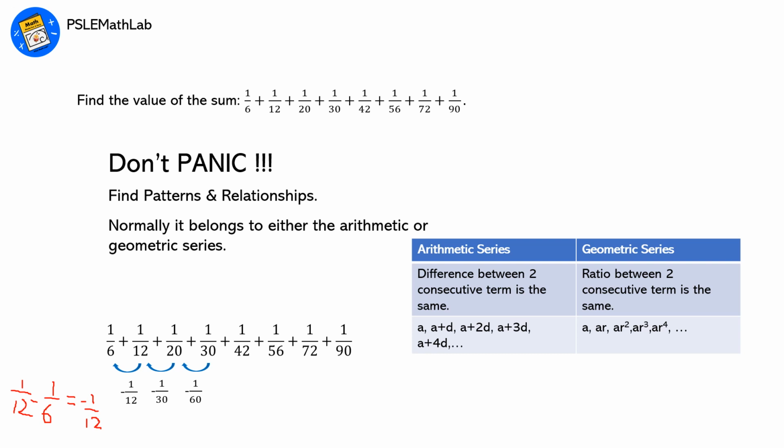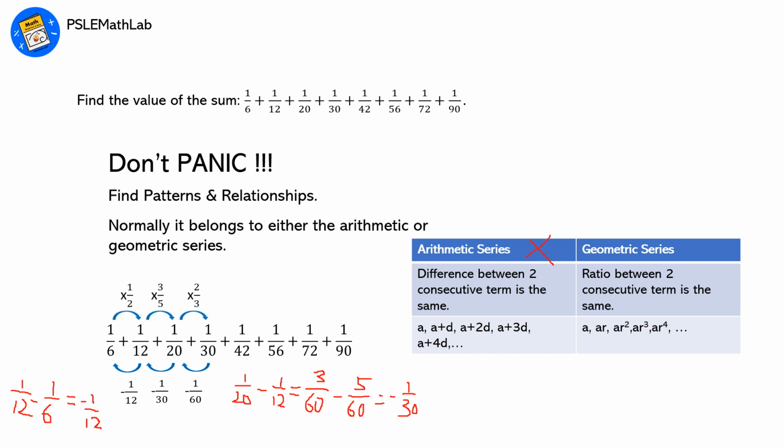And we're going to calculate the difference between the second and third term. So we use the third, 1 divided by 20 minus 1 divided by 12, and we are going to find the common denominator, which is 60. So 3 divided by 60 minus 5 divided by 60, negative 2 divided by 60, which is negative 1 divided by 30. So we can see the difference between two consecutive terms is not constant. So here is not an arithmetic series.